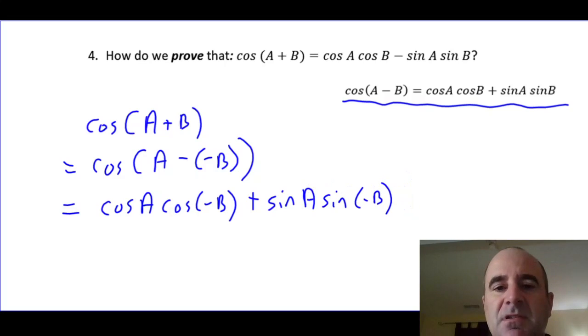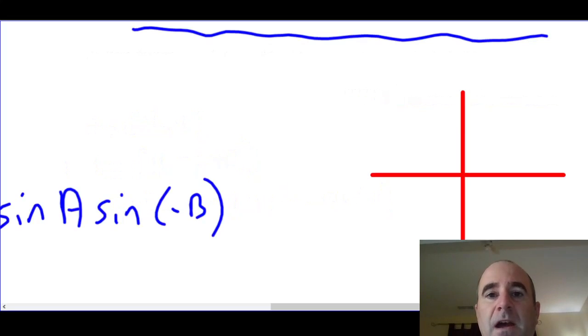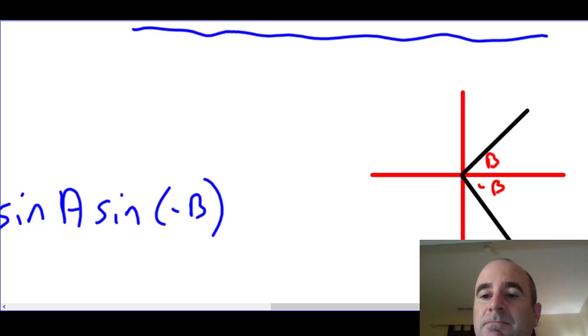And the next step is to think about what does the cosine of negative B look like and what does the sine of negative B look like? And again, we need to think just a little bit about the Cartesian plane. So if you have an angle B, maybe it's right there, then you could also have the angle negative B, which would be down here. And we can start thinking about sine and cosine.